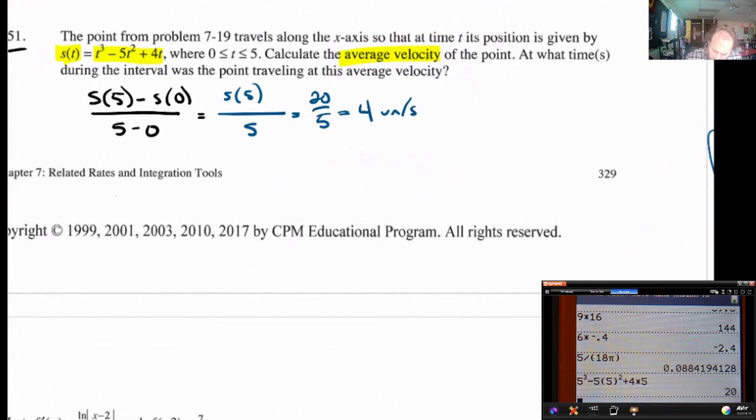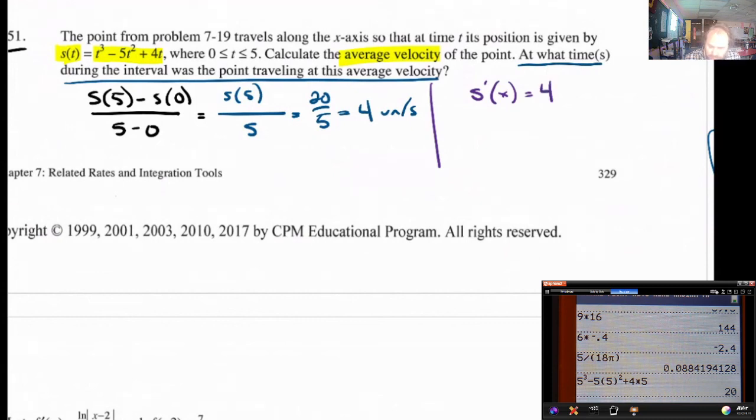Of course, the next question is, at what point during the interval does that point travel that average velocity? What the mean value theorem guarantees is that there is some spot where s prime of x is equal to 4. The instantaneous rate of change has to match the average rate of change. So our s prime of x in this case is 3x squared minus 10x plus 4. I'm substituting x for t; it doesn't matter. We want to know when that equals 4.